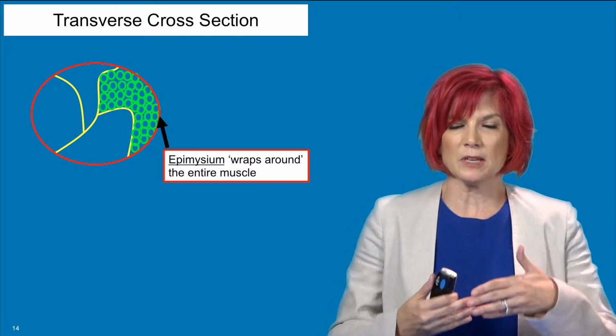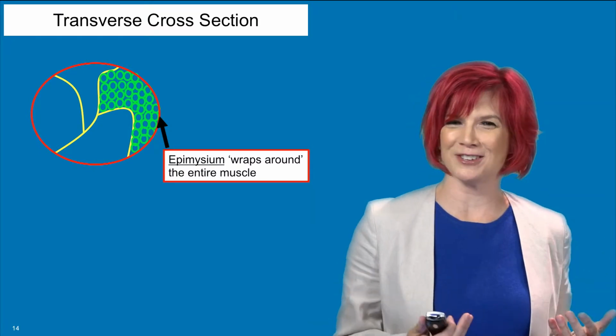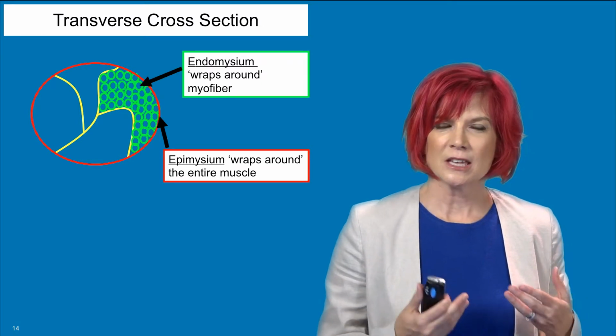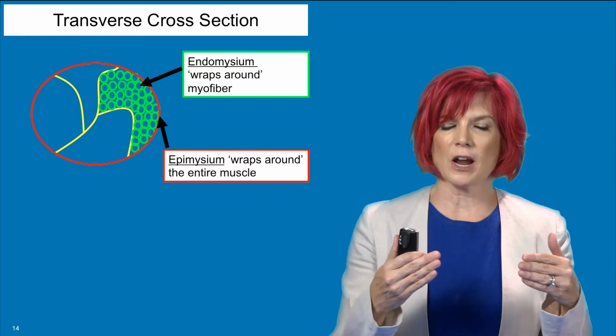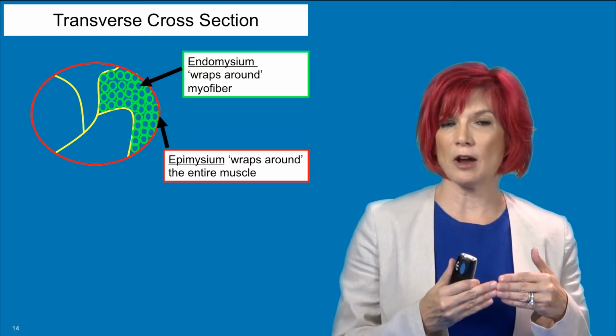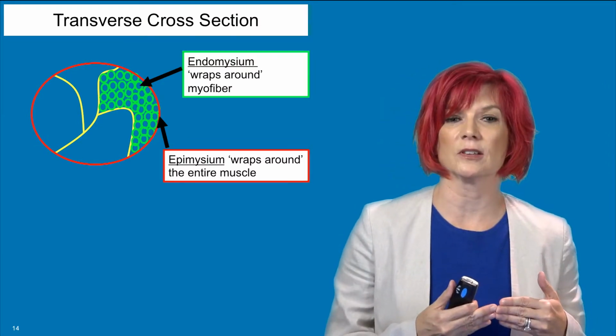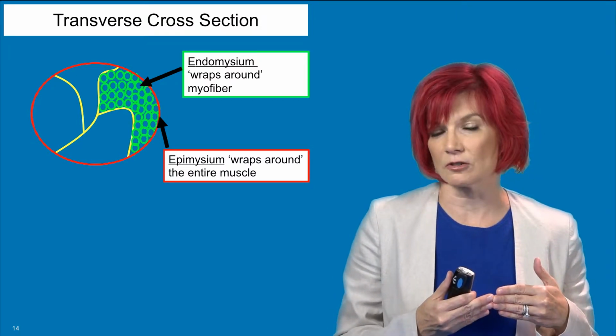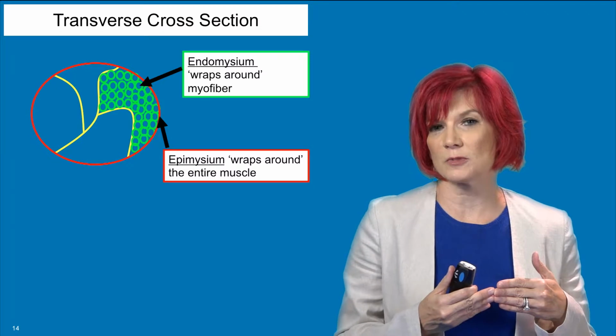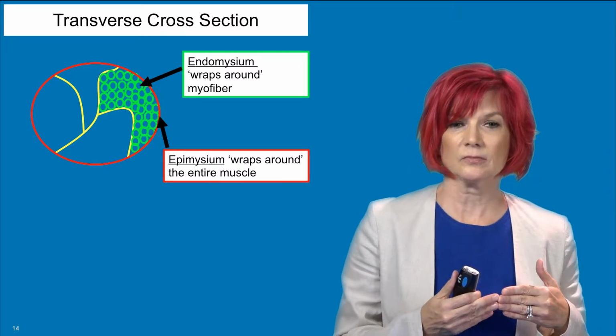So think of the epimysium as the connective tissue that's wrapping around the entire skeletal muscle. The endomysium is the connective tissue layer that wraps around each individual myofiber. Remember that the myofiber is the muscle cell. So that endomysium is really a critical component of many forms of muscular dystrophy.